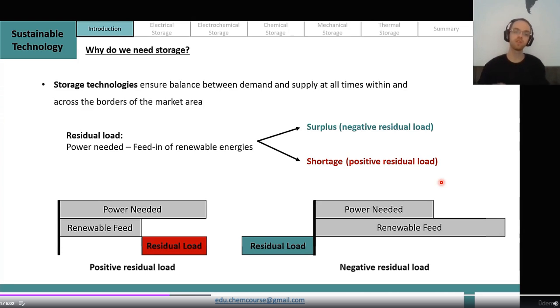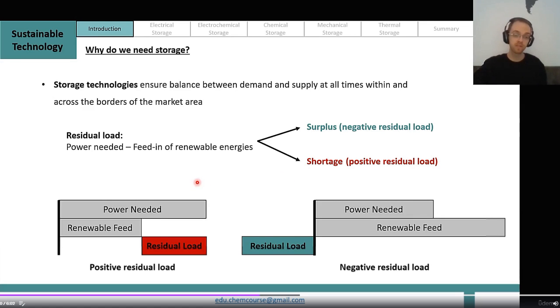And for this, I would like to introduce the concept of residual load. Residual load is defined as the power needed, so that's defining the demand, minus the feed-in of renewable energies. This is our supply, basically. And you will readily see in this equation that if our power needed is smaller than our feed of renewable energies, we will get a negative value. And this means that we have a negative residual load, and this implies that we do have a surplus of energy. Same goes in the other direction. If our power needed, if our demand, is bigger than our feed-in of renewable energies, our supply, we talk about a shortage, and this is a positive residual load.